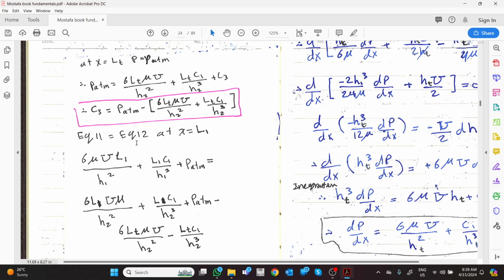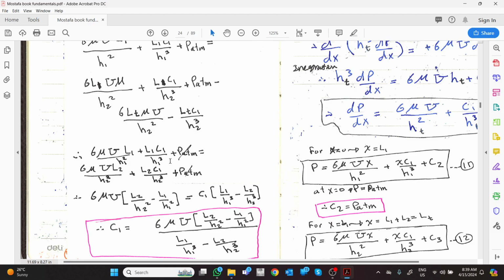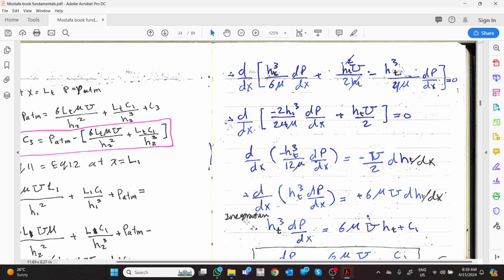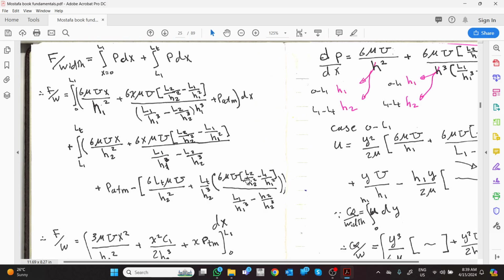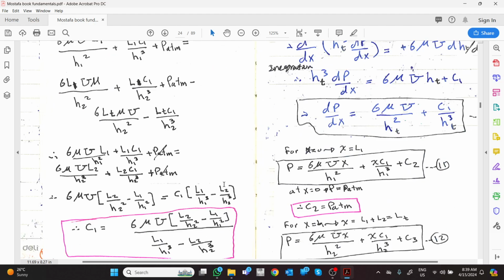Put it at x equal L1. This equals this one. Some algebra. The only unknown is C1. So C1 is equal to this one. Okay. No need, I didn't write the full terms, but it will be a very lengthy equation.